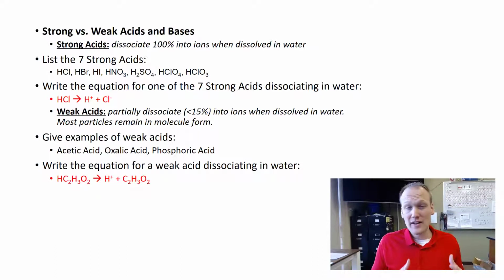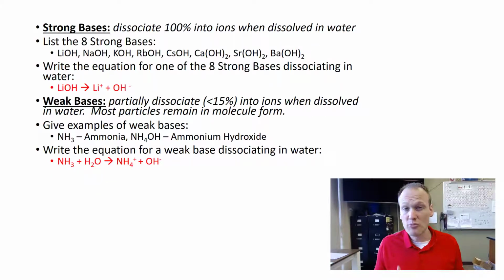A weak acid will then only partially dissociate. This means that some of those cation-anion pairs will actually stay together in solution, while other cations and anions, less than 15%, will separate from one another. Acetic acid, which is vinegar, oxalic acid, and phosphoric acid would be examples of weak acids. You can still write the equation for them dissociating, just understand that some of those particles will remain as a molecule when in solution. A strong base will dissociate 100% of the time.